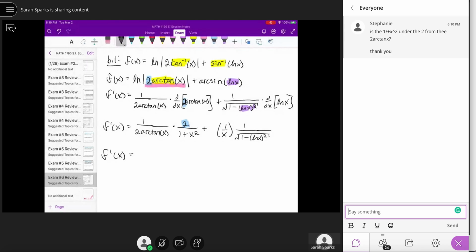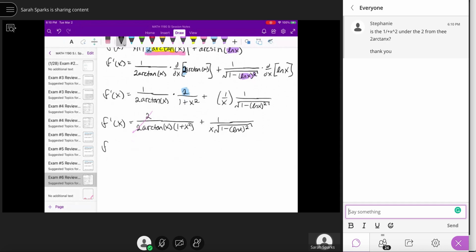I'm just going to combine those two sets of fractions. So we get 2 over 2 arctangent x times 1 plus x squared, plus 1 over x root 1 minus natural log of x squared. And then these 2's cancel out, and then we're done. That's all we have to do. F prime of x is going to equal 1 over 1 plus x squared, arctangent of x, plus 1 over x root 1 minus natural log of x squared.